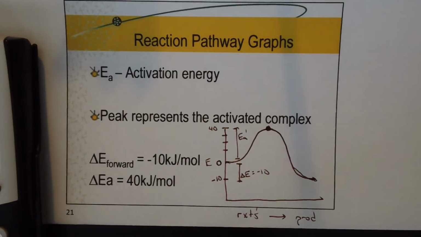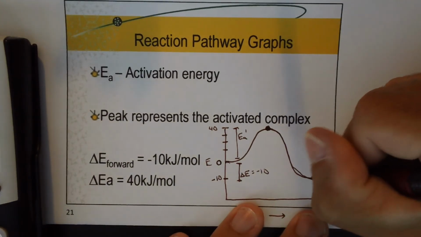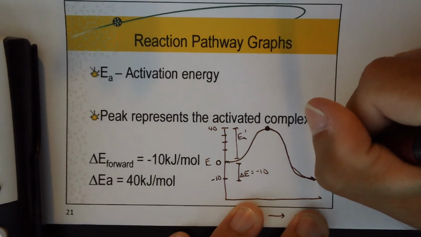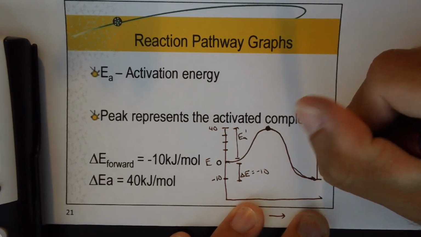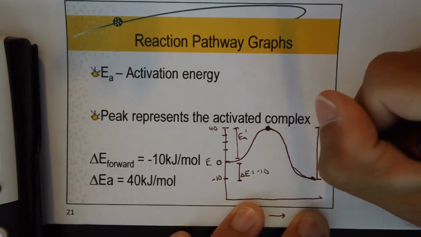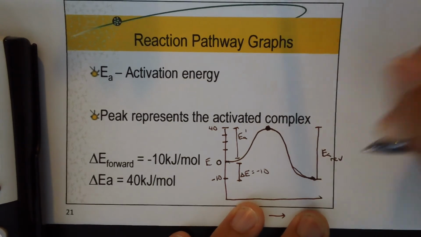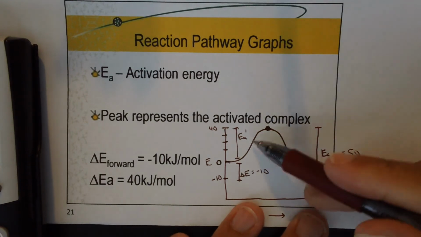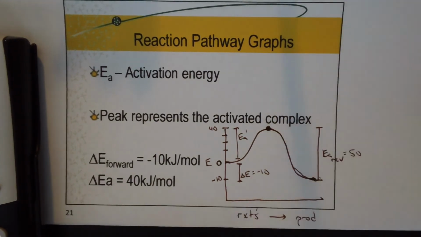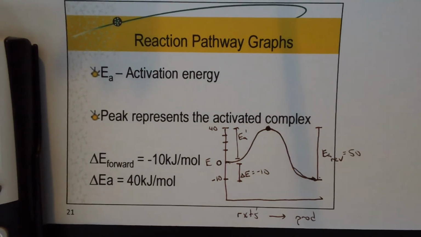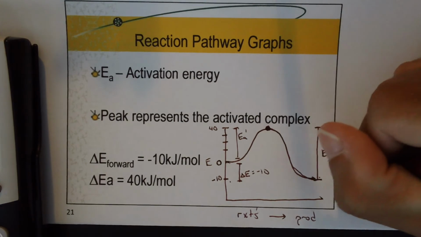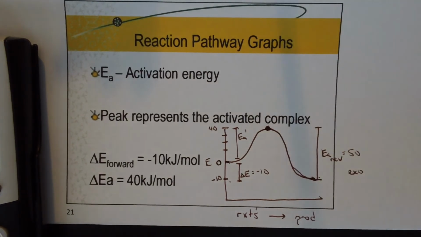All reactions are reversible. So technically, if you went from products and you put in 50, you would call that the activation energy for the reverse reaction, 50 to cause it to go back to the activated complex from products to reactants. That would be the reverse reaction. Good. This reaction overall, because we started higher than we finished, would be exothermic.